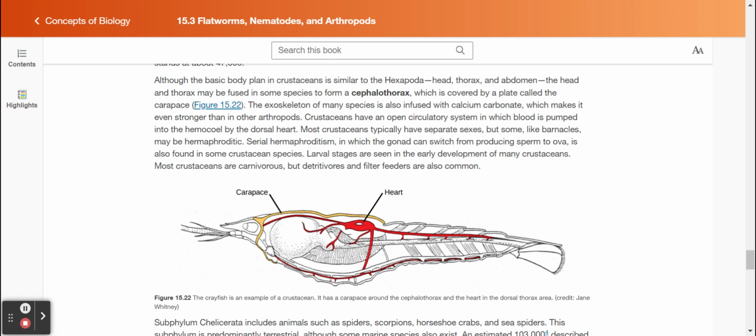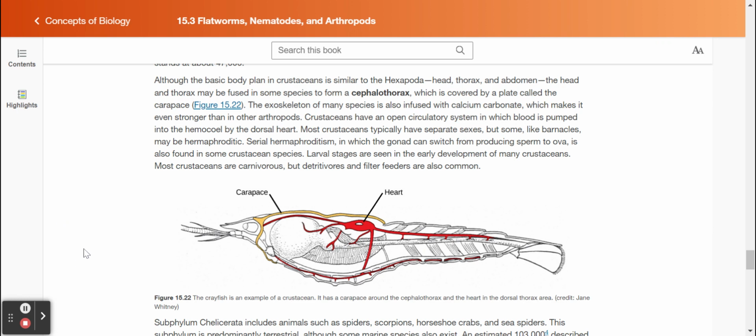Crustaceans may have an open circulatory system in which blood is pumped into the hemocoel by the dorsal heart. Most crustaceans typically have separate sexes, but some, like barnacles, may be hermaphroditic. Serial hermaphroditism, in which the gonad can switch from producing sperm to ova, is also found in some crustacean species. Larval stages are seen in the early development of many crustaceans. Most crustaceans are carnivorous, but detritivores and filter feeders are also common.